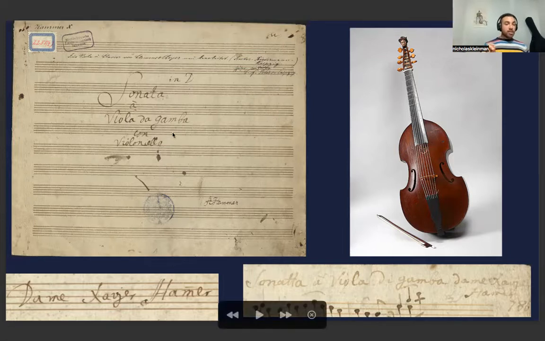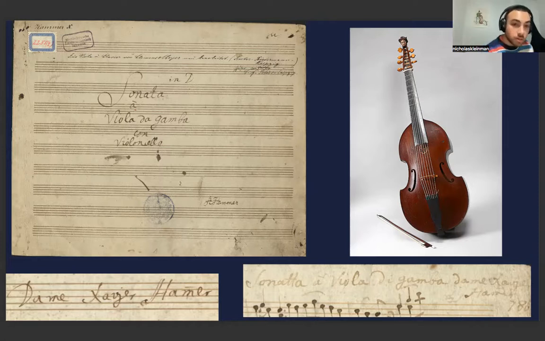In Schwerin, there are manuscripts. 2285 is a collection of five sonatas, 1, 2, 3, 4, and 5. Those numbers are arbitrary. They're just not related to the dates. They're just put on there for organizational purposes.